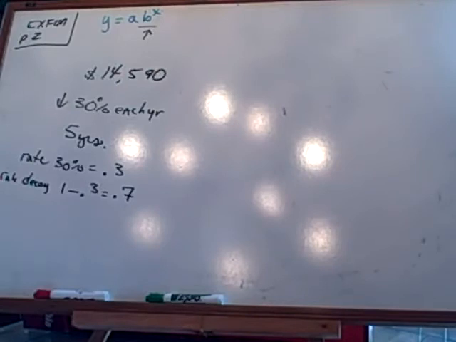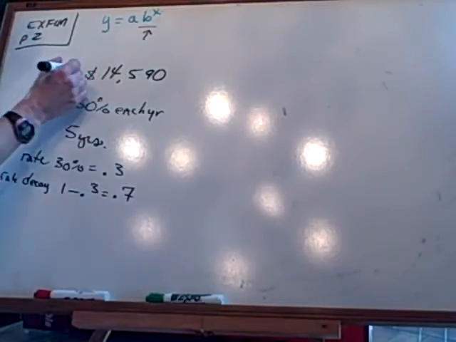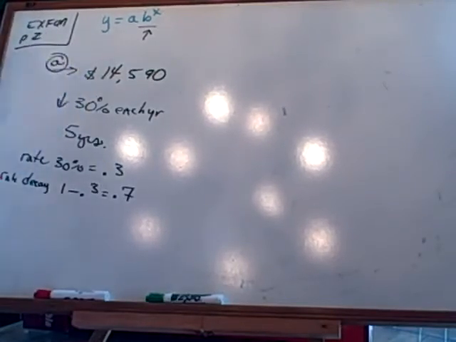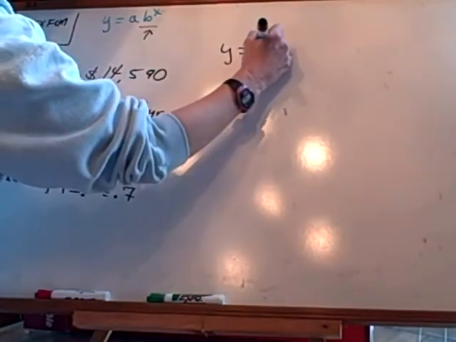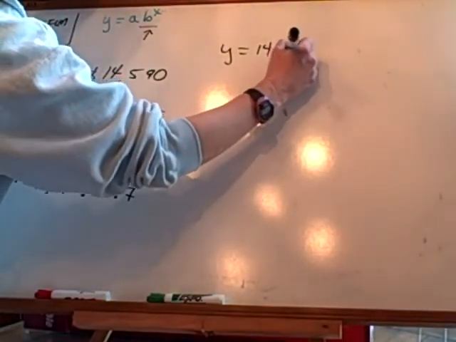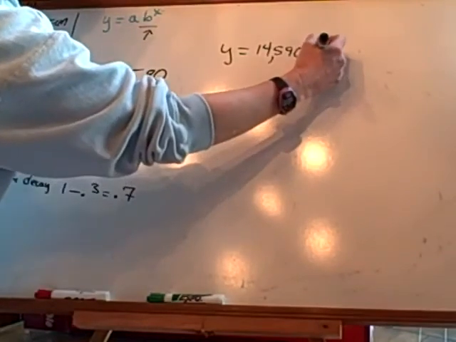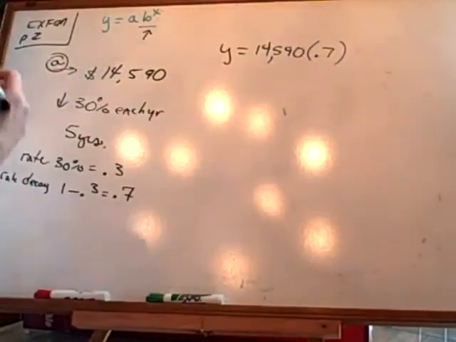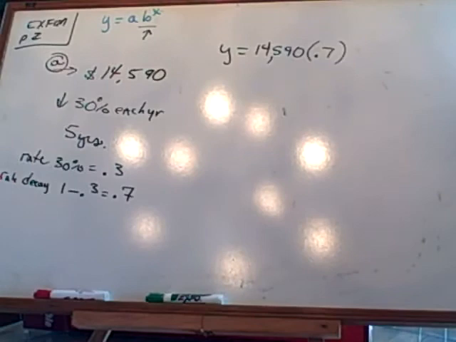Are you okay with how we found B? Now, can you tell me what my initial value is? 14,590. That is correct. They gave it to us. It says a car costs this. That's your initial value. Let's plug in what we know. We know Y equals 14,590. We know that my base is 0.7. What we need to know is what we're going to plug in for X. What would that be?